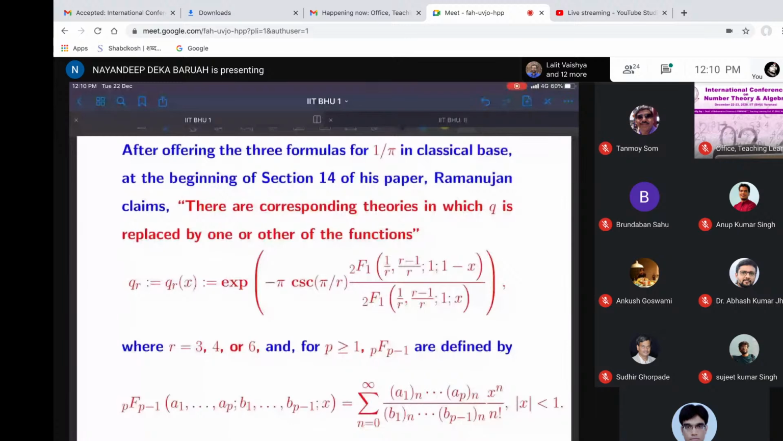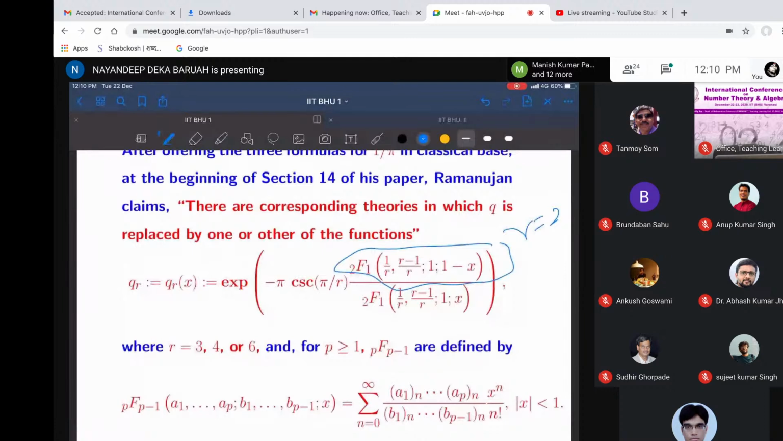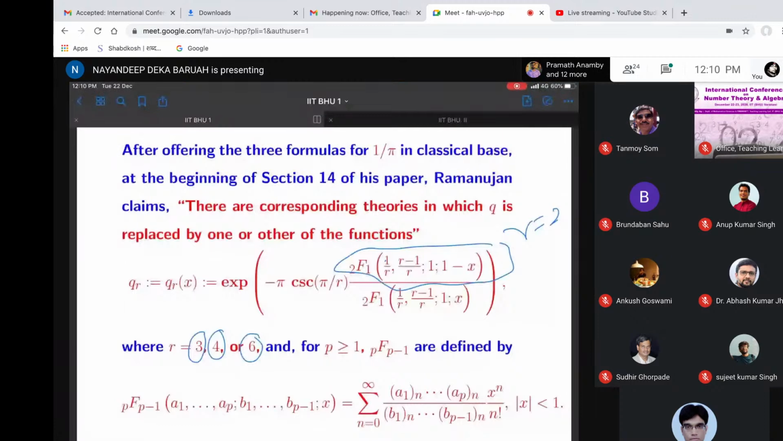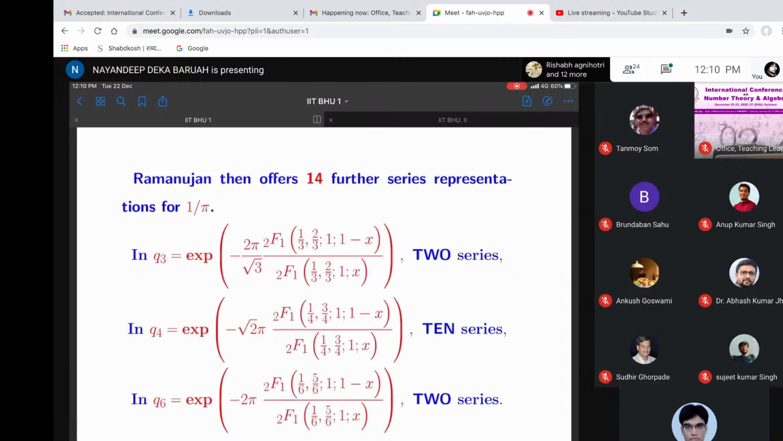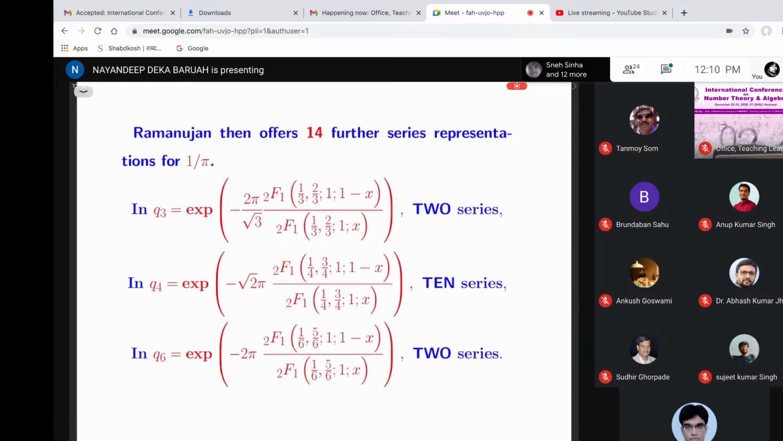Okay. And Ramanujan said that there are corresponding theories where r can be replaced by 3, 4 and 6. That means hypergeometric series with arguments 1/3, 2/3, or 1/4, 3/4, etc. So these are the corresponding theories of Ramanujan. He said that from those corresponding theories he can develop more series for 1 over pi, and he actually recorded 14 series representations for 1 over pi: 2 in the cubic theory, then 10 series in the quartic theory, and 2 series in the sextic theory. So 14 more series.